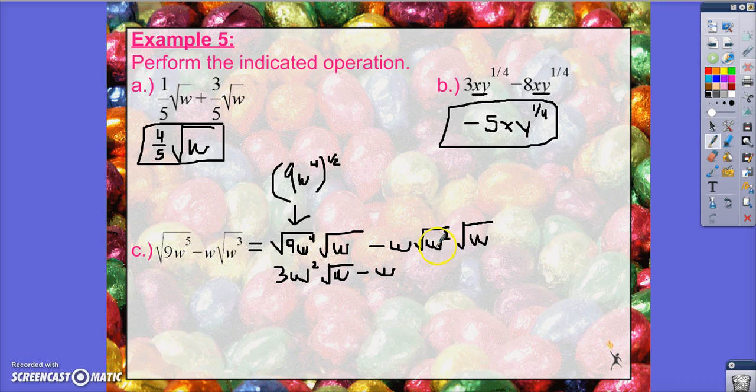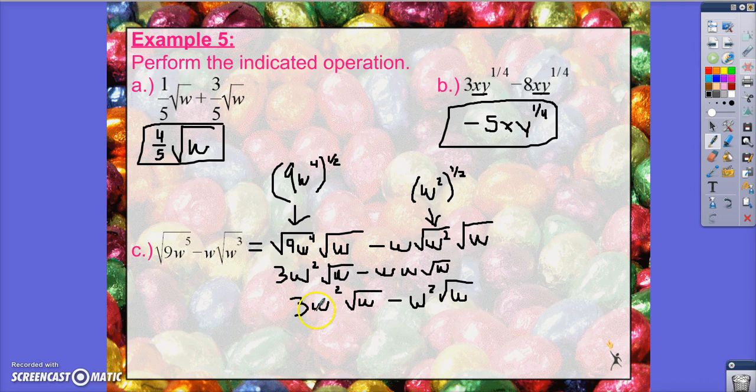Now for this one, w squared, squared divided by 2 is just a w. Because once again, it's the same as saying this. Two times 1/2 is just 1, right? I do 2 divided by 2. Let's simplify here. 3w square root of w is all the same. Now w times w is w squared, right? Root of w.